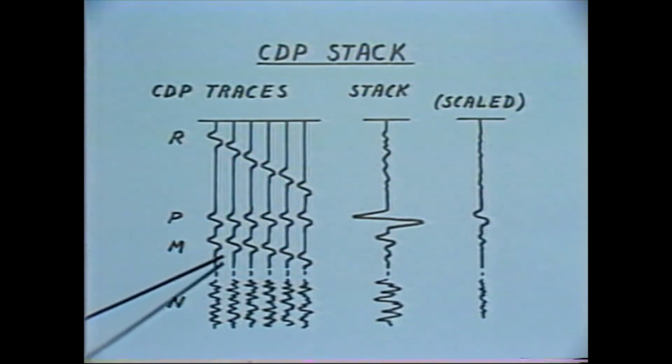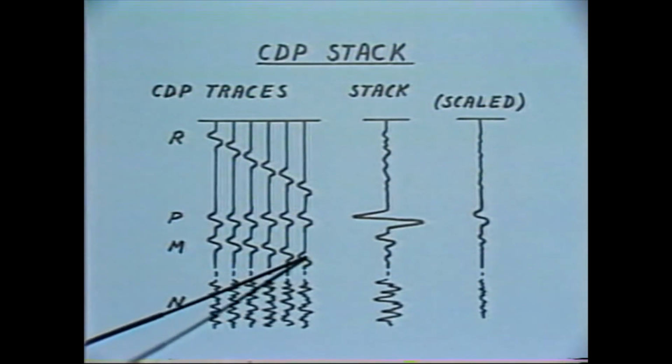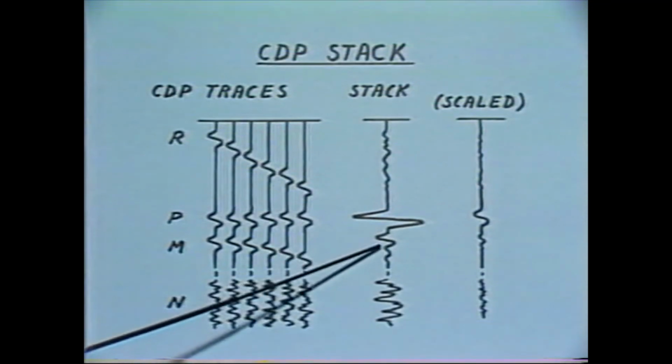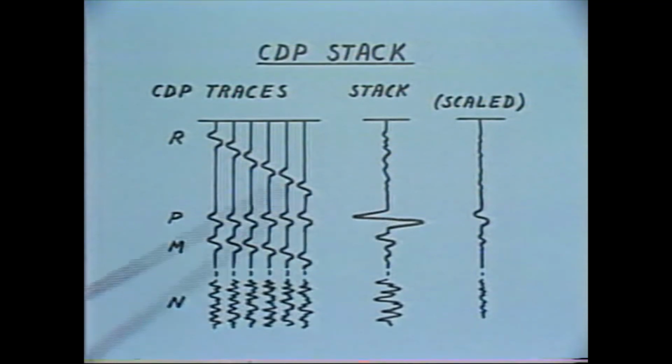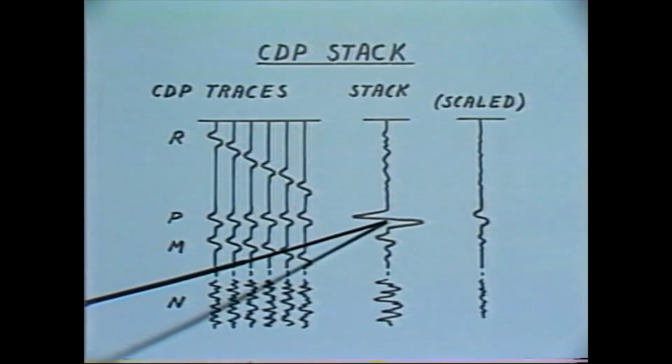They wouldn't disappear completely. There'd be a slight amount of remaining energy from them on the stack trace. A similar situation occurs with the multiple events. We are in some cases summing positive and negative values together, so they tend to cancel out, and the multiple event would be reduced in amplitude compared to the primary. The random noise, because of its randomness, also tends to cancel out to some extent. You're sometimes summing positive and negative amplitudes. It would in fact increase in amplitude a little bit on the stack trace compared to the input traces, but it wouldn't increase as much as the amplitude of the primary reflection.